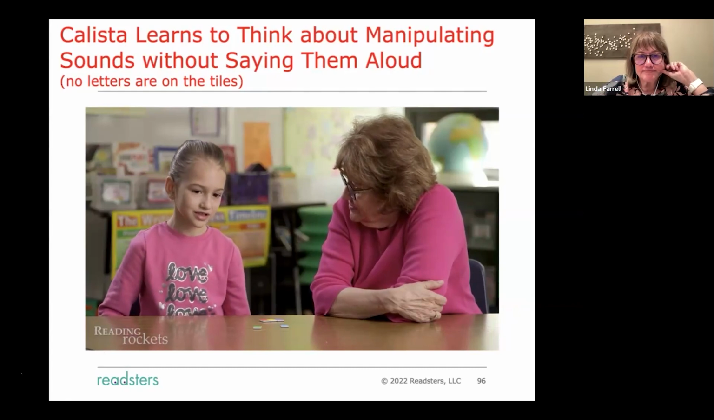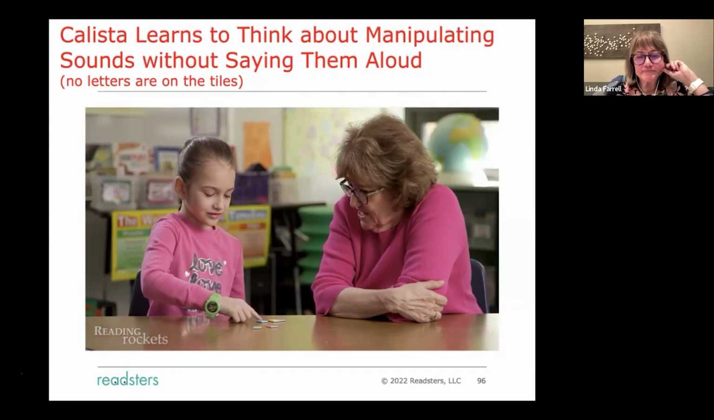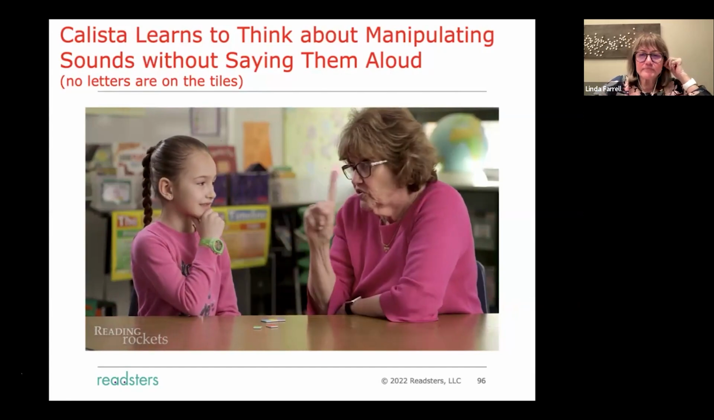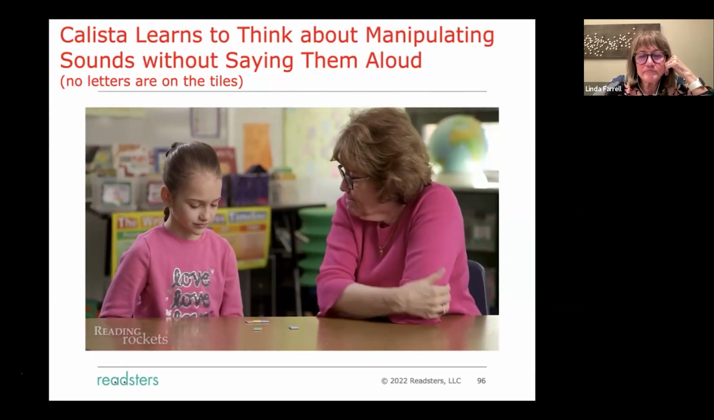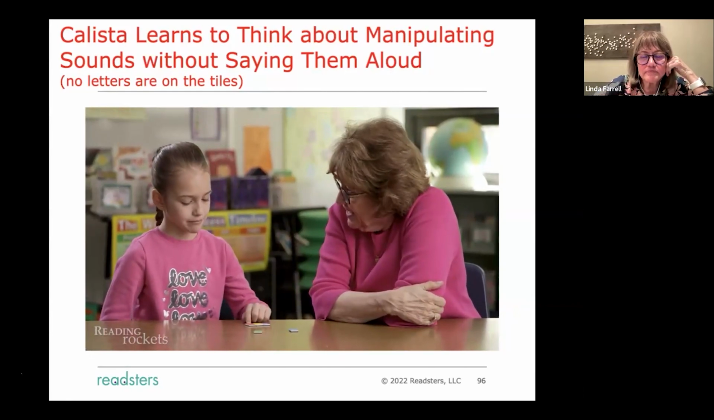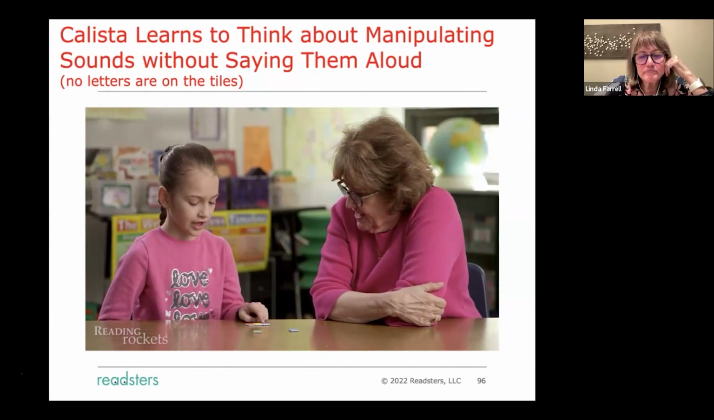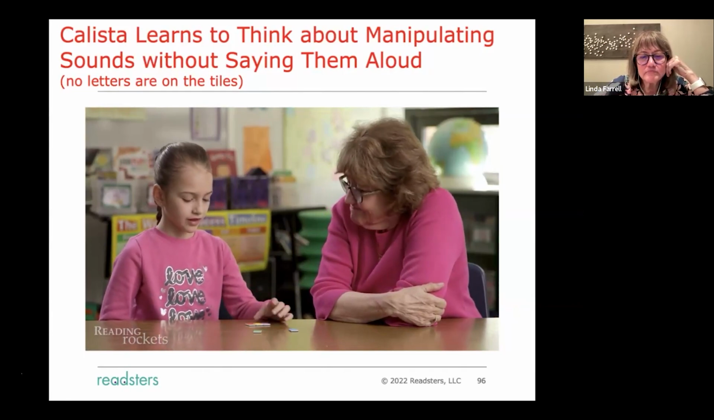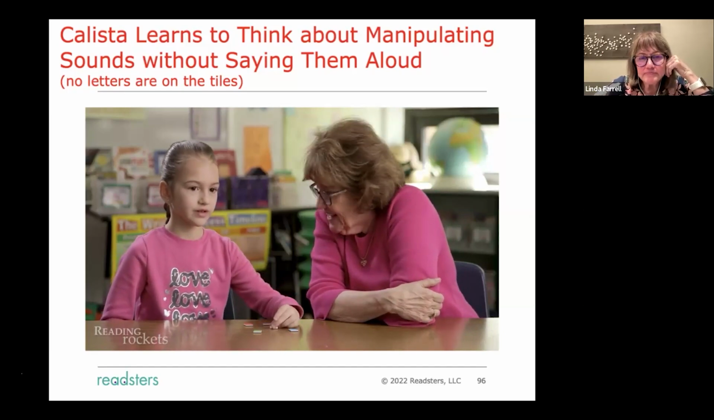Miss Farrell gives Kalista plenty of quiet time to think about which sounds are changing. Let's check that, because one thing you did right is there's always only one tile that changes. Let's touch and say tap. Tap. Touch and say tape. Tape. Which one's different? The middle. Yeah.